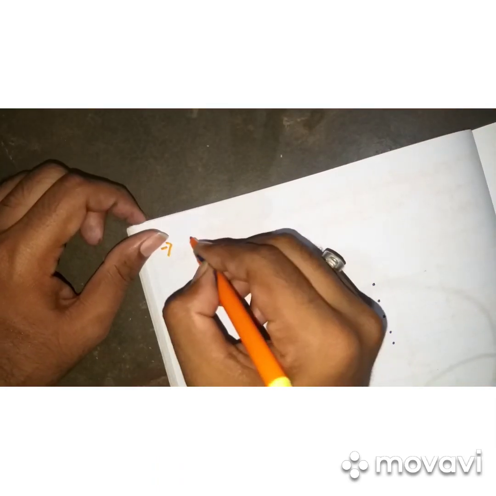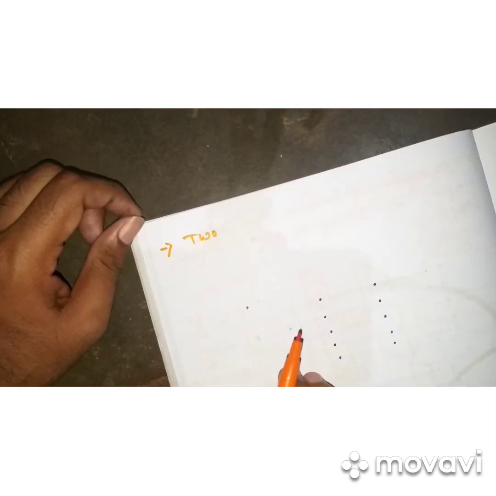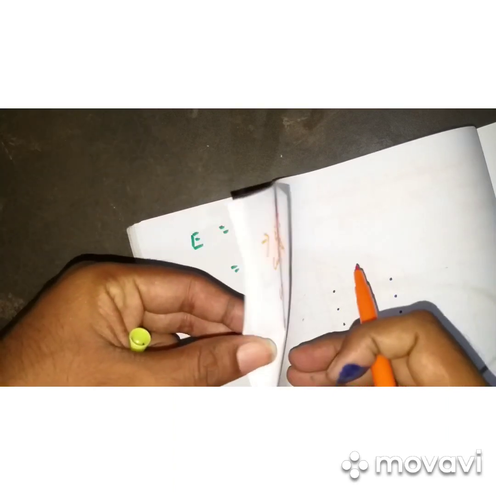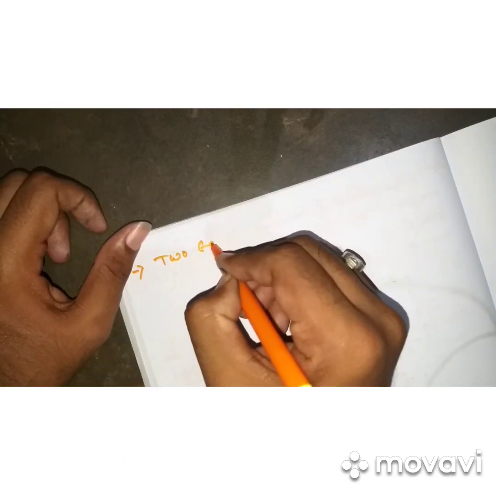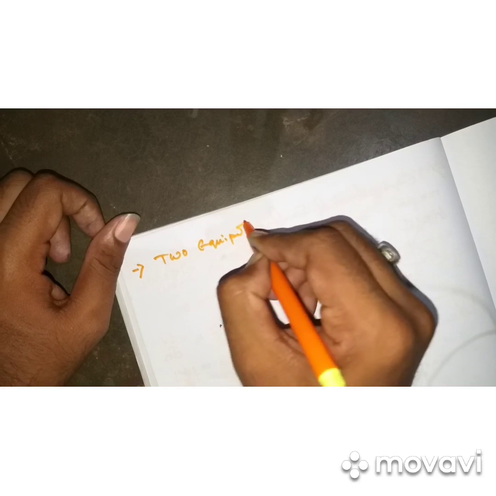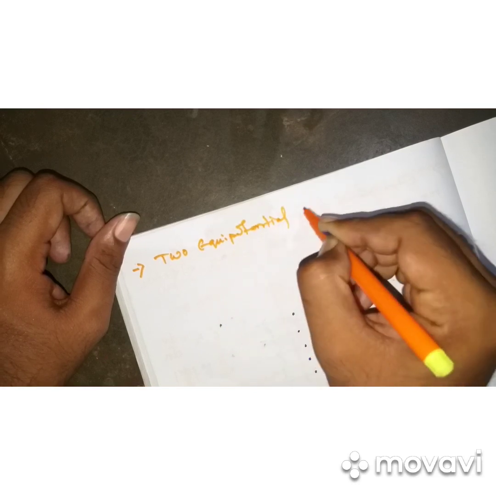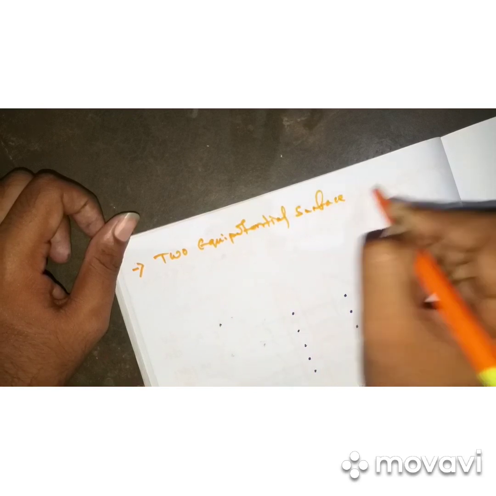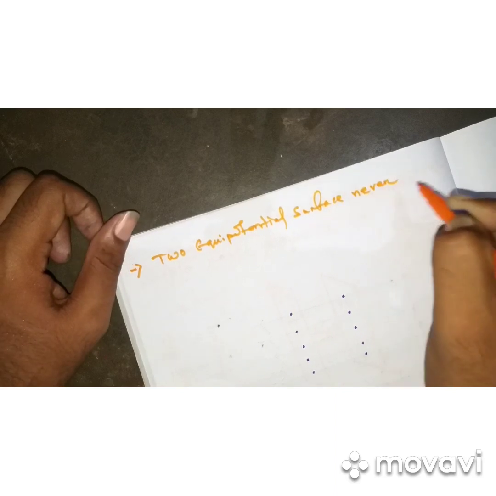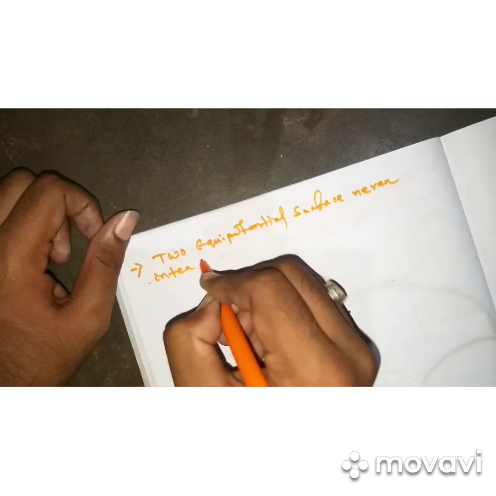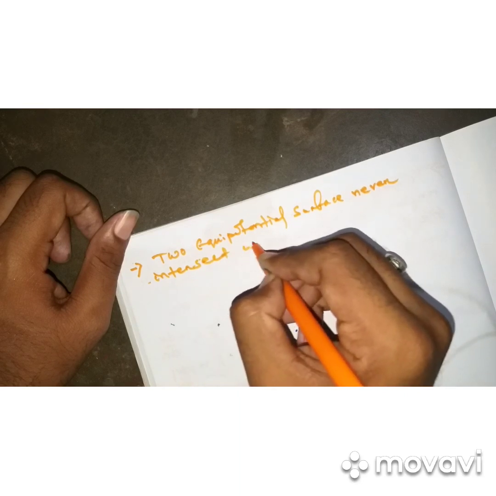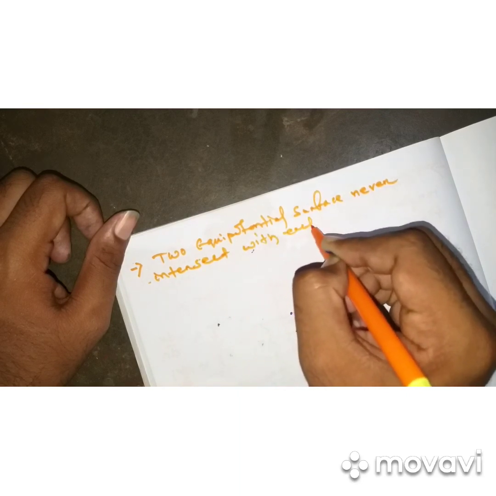Next point is: two equipotential surfaces never intersect with each other.